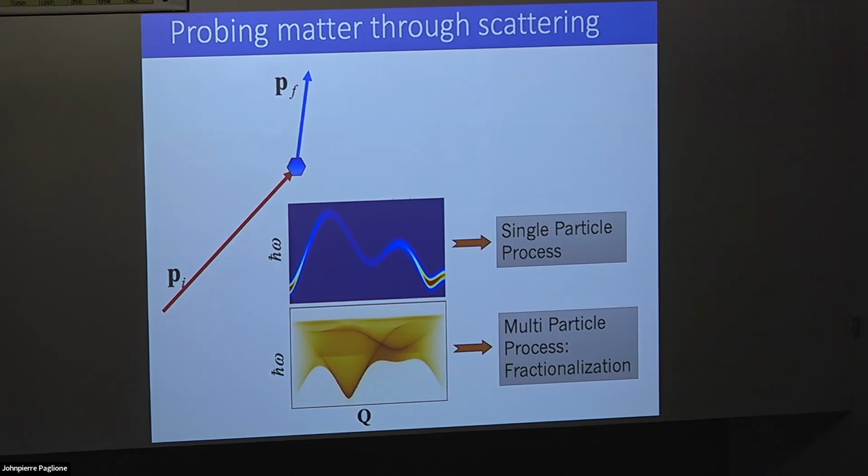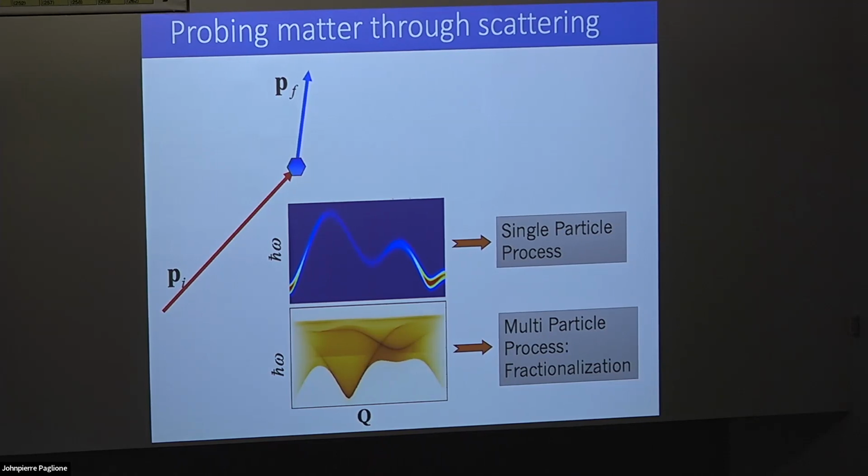On the other hand, if I have a multi-particle process where the neutron comes in and creates multiple particles, then I have various ways that I can deliver a certain center of mass momentum to the collection of particles. And that will typically, at a given momentum transfer, give me a whole continuum of scattering as a function of energy transfer.